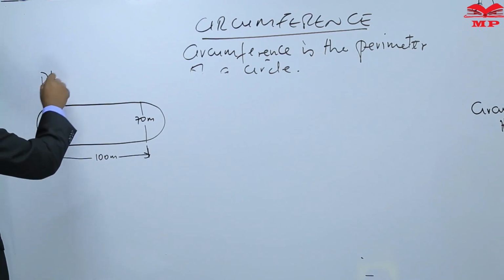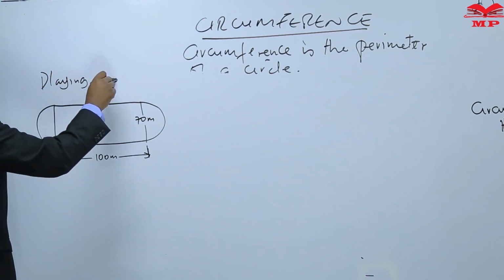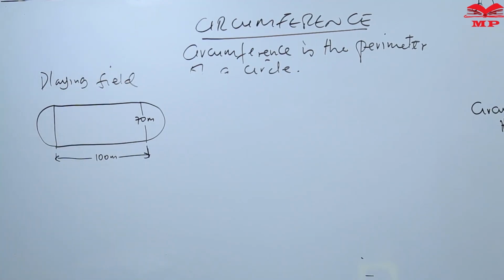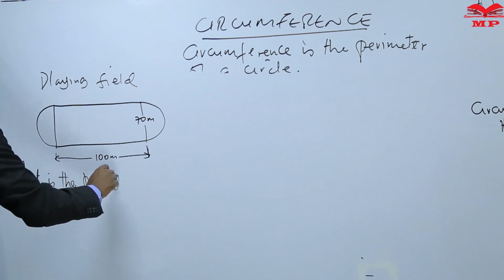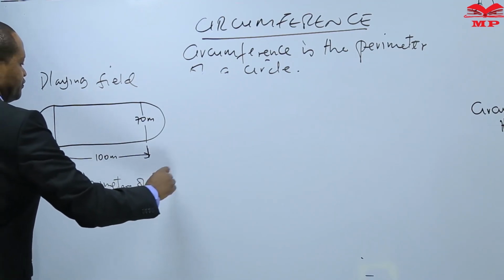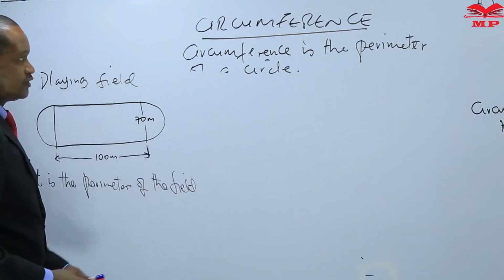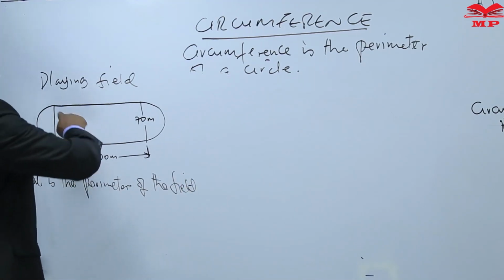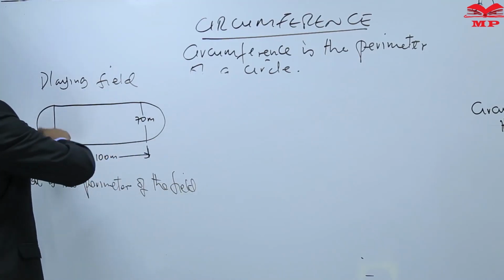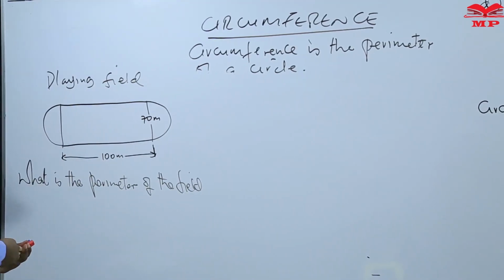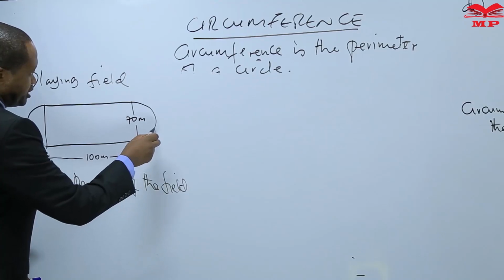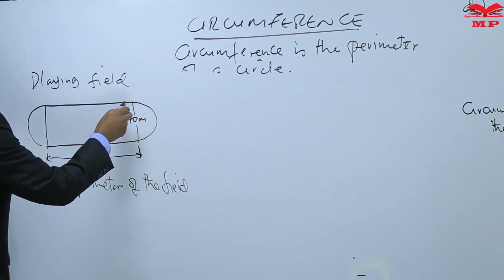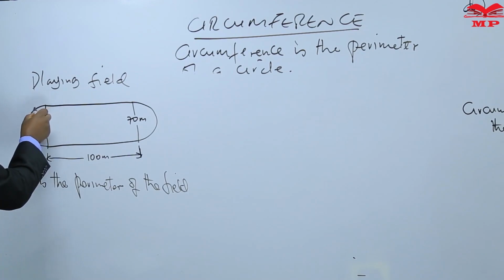This is a playing field. The question is, what is the perimeter of the field? The perimeter of the field is the distance around the field. If you are to measure the distance, we start from this point, go on, then take the semicircle, get the distance. Then there is that stretch, then this semicircle.